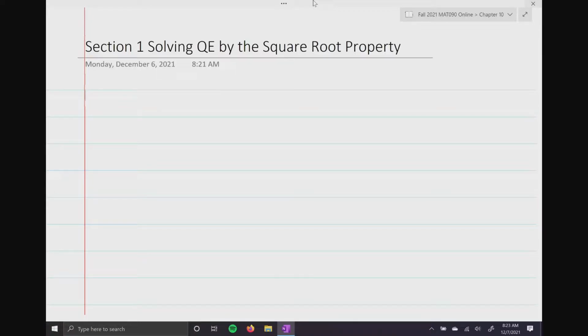All right, so today we're going to start our final chapter, which is going to be solving quadratic equations. That's what QE stands for. So solving quadratic equations by the square root property. And a lot of us, I want to believe, have seen something like this before, but maybe you didn't realize that you actually get two solutions to this. So let me show you what I mean here.